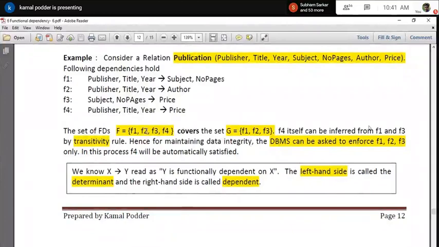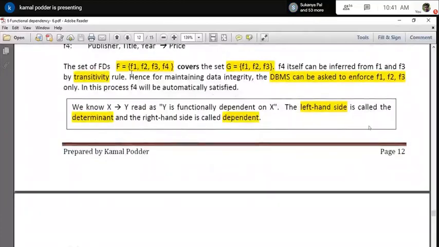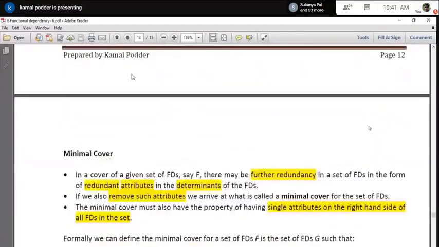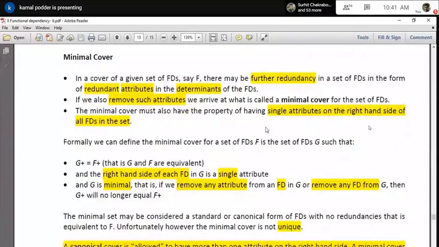That means I have discarded one, which is the redundant one. So in this way, if we need to know the cover, you can also just discard the minimal, actually redundant thing, and try to find out the most appropriate FDs. Okay, what is another term? What is minimal cover?